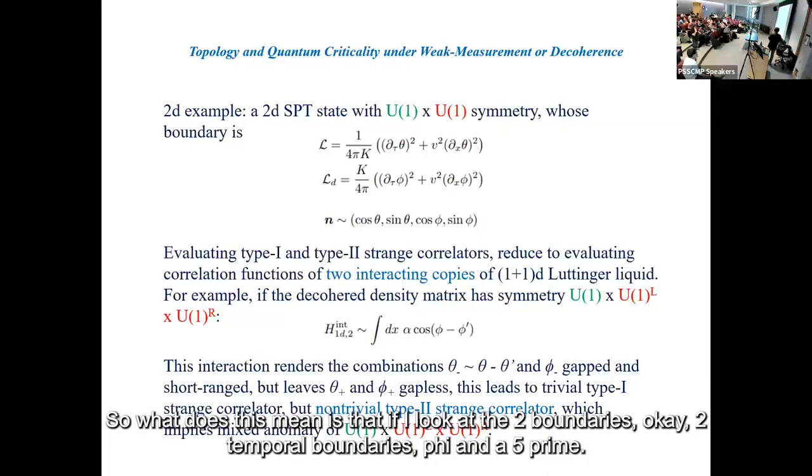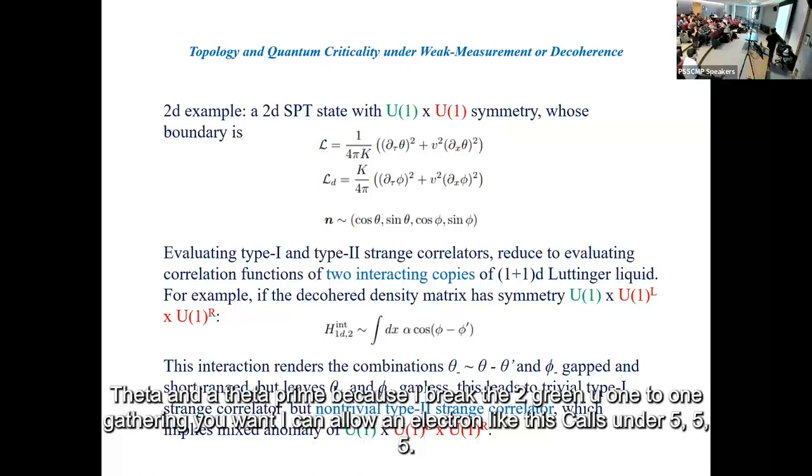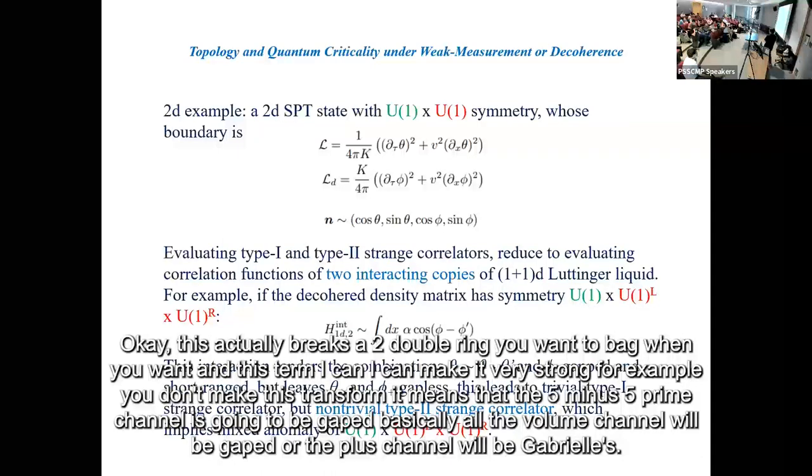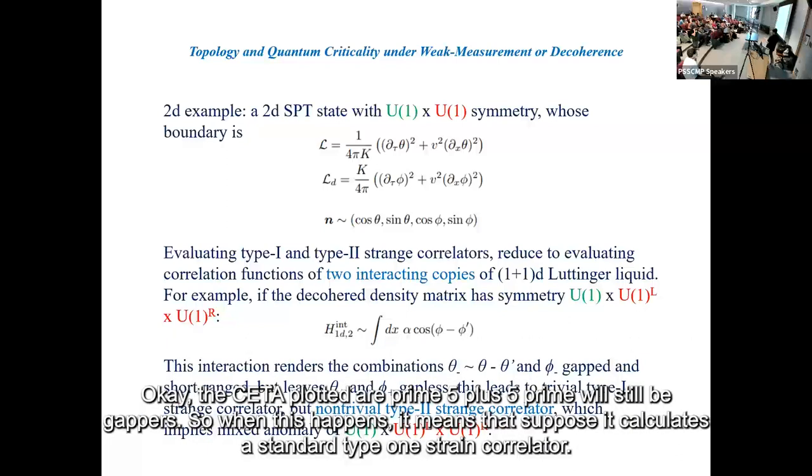So what does this mean? If I look at the two temporal boundaries, phi and phi prime, theta and theta prime, because I break the two green U(1) to one diagonal U(1), I can turn on some term like this, cosine of phi minus phi prime. This breaks the double green U(1) to diagonal U(1). I can make this term very strong, for example. If I make this term strong, it means that the phi minus phi prime channel is going to be gapped. Basically, all the minus channel will be gapped, but the plus channel will be gapless. The phi plus phi prime will still be gapless.